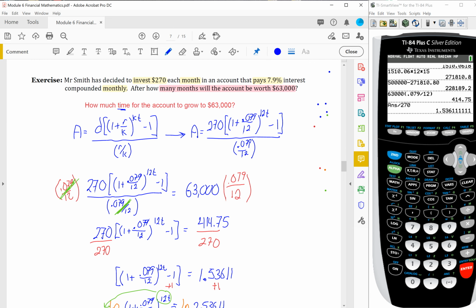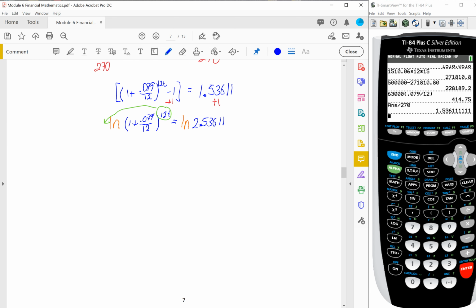This allows us to use the property that natural logarithms can bring exponents as coefficients. So if I bring that exponent as a coefficient, we now have 12t natural log 1 plus the 0.079 divided by 12 equals the natural log of the 2.53611.